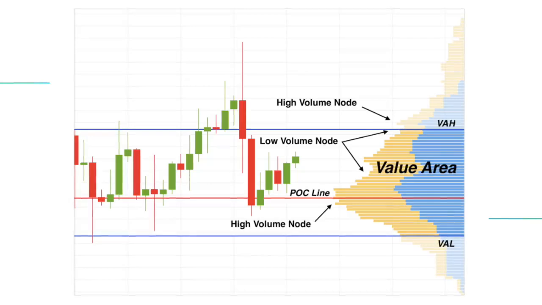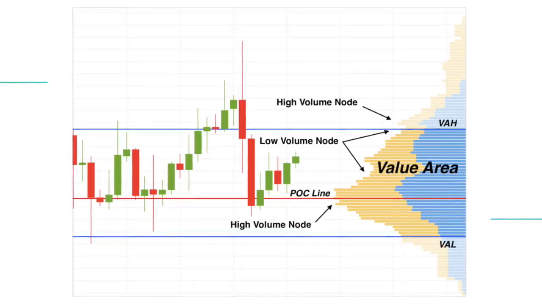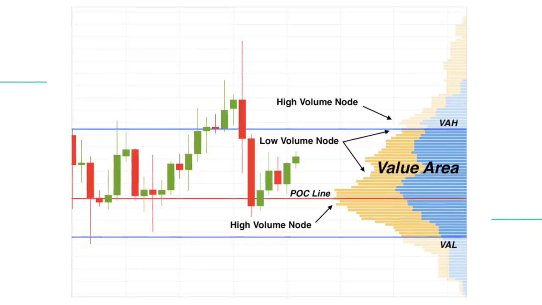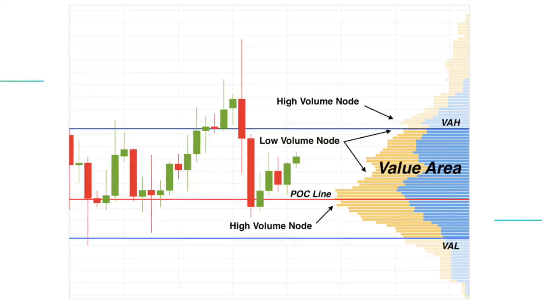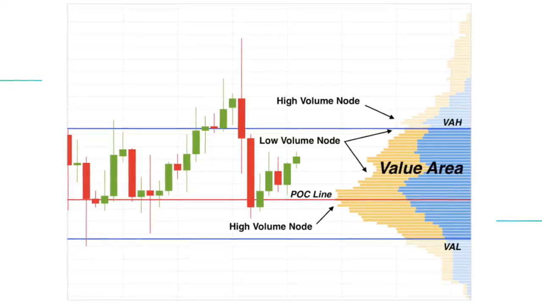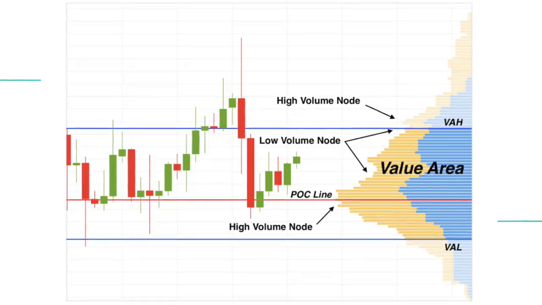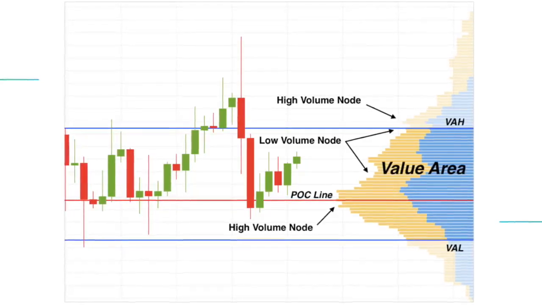So to define the value area, this represents the price range with the most trading volume and participation over the specified time period. It indicates where the majority of trading activity is concentrated and is considered the fair market value. Now, simplifying that, these are the areas in price that have the most volume conducted there.